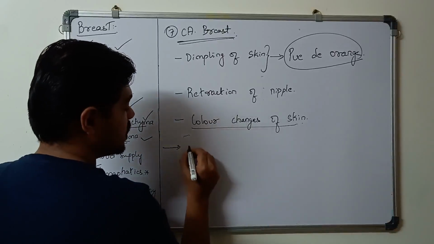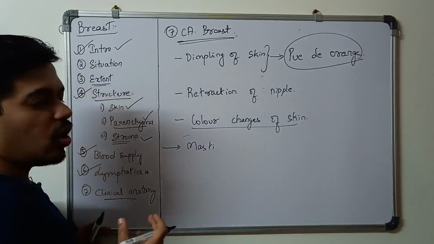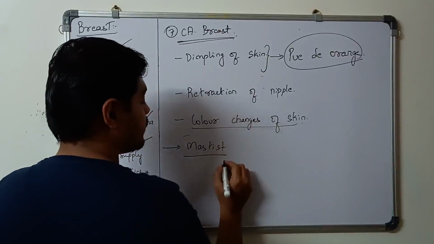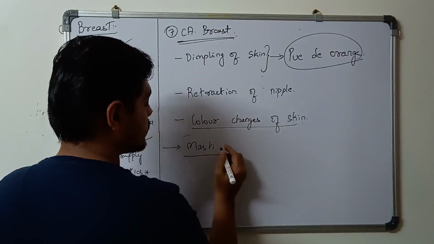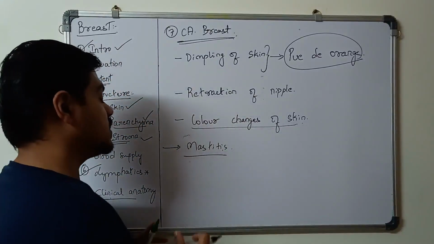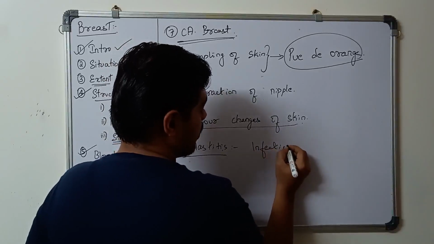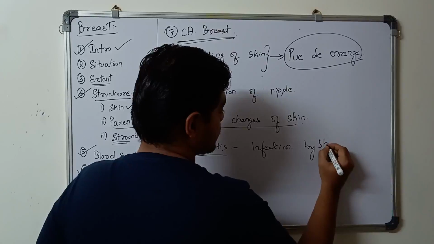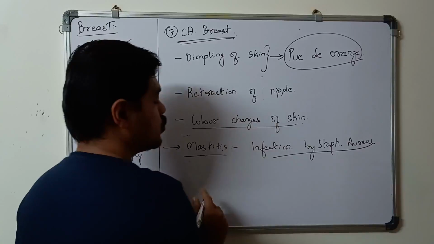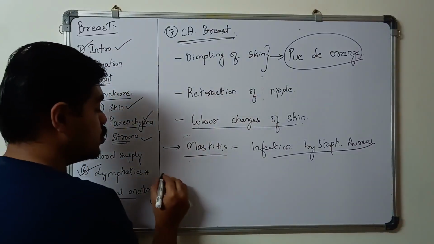Now the next important one is mastitis, which is inflammation of the breast tissue, or in particular the nipple maybe. This is seen in lactating mothers. The most common cause is infection by Staph aureus. So this is another clinical point that you need to remember.